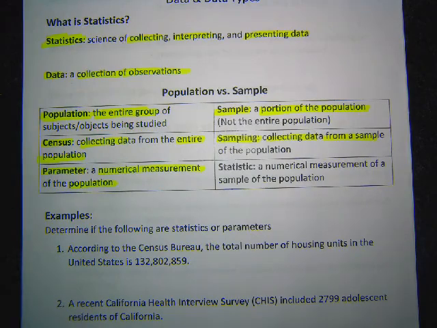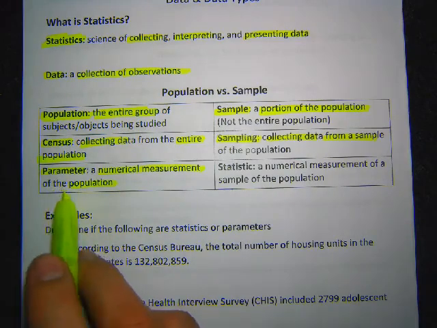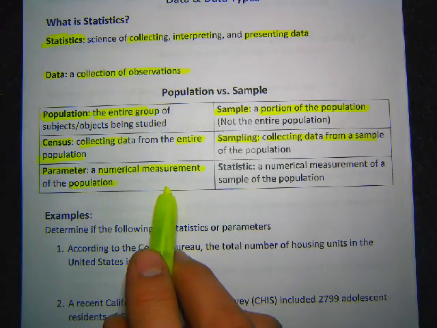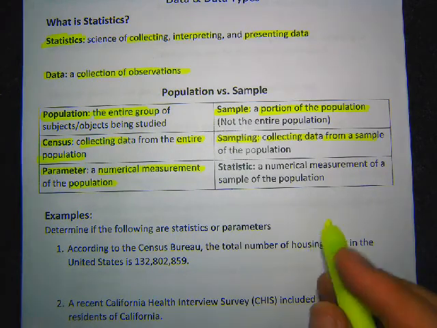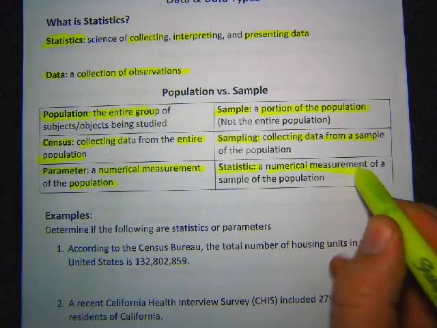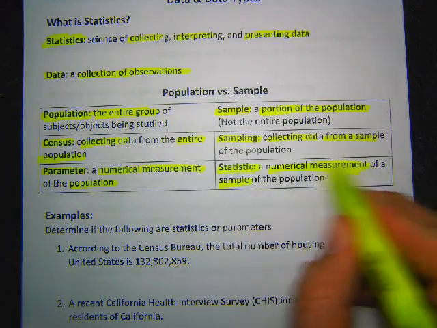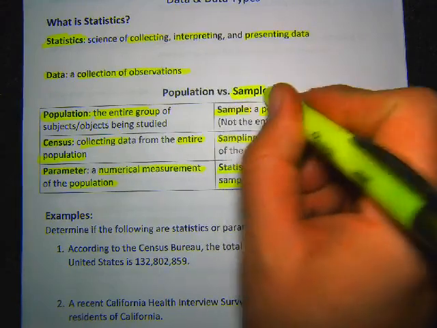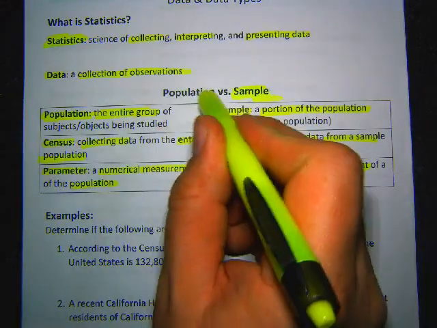Or if you find out what percentage of people in the US own a home, then that would be a parameter, because that percentage would be a numerical measurement. It's a measure of the percentage of people that own a home. Versus a statistic. A statistic is when you take a numerical measurement of a sample. So that's the big thing. All these are sample values, and over here all we have is population.